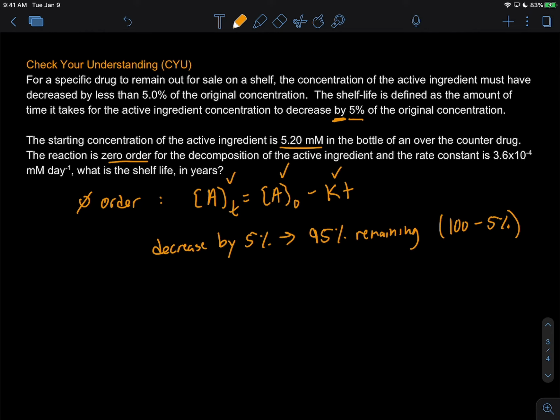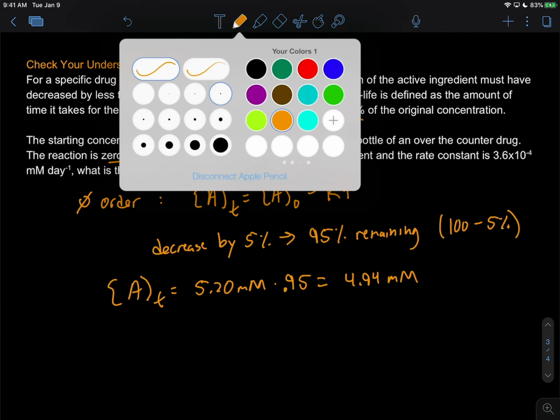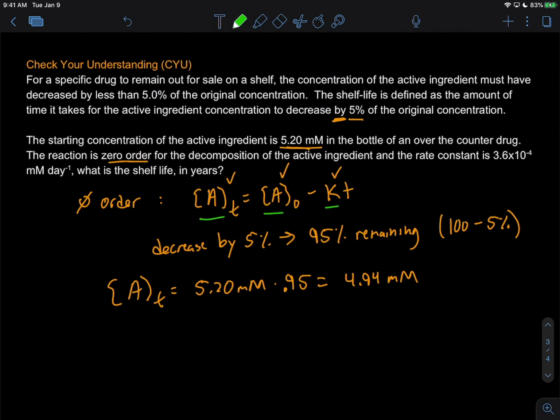And so now we have our fraction of how much is remaining, and we knew how much we originally started with. So we could say the concentration at some time is going to be our original concentration, 5.2 millimolarity, and then we're going to have 95% of that, or we can multiply it by 0.95, and we would have 4.94 millimolarity remaining. So now we can go ahead and plug that into our integrated rate law expression here, where we know those variables. So we have 4.94 millimolarity equals our original concentration minus our K value, 3.6 times 10 to the negative fourth millimolarity per day.